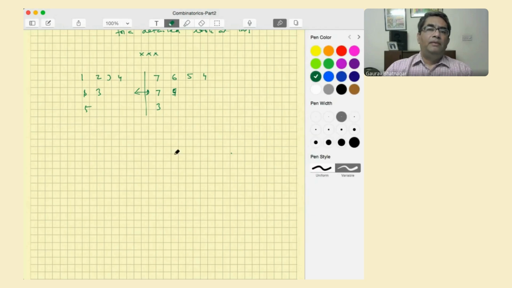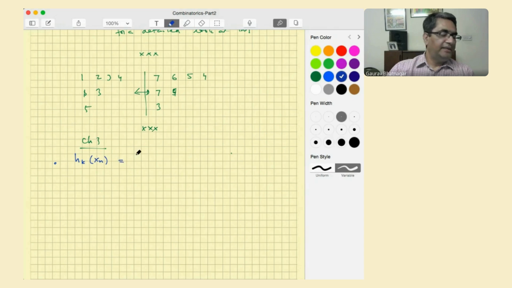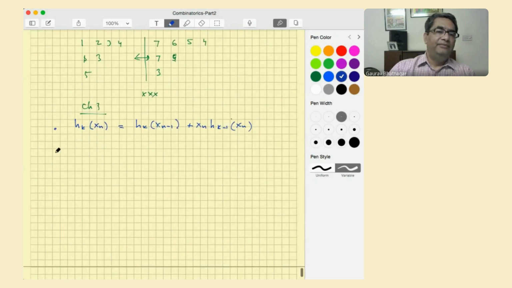Okay, so let's see now chapter 3. There are some items which we would like to cover. Other items are basically elementary. One thing which I noticed that we didn't write down explicitly was that if you have hk of xn, then that can be written as hk of xn minus 1 plus xn of hk minus 1 of xn. And we had done a similar formula for ek.